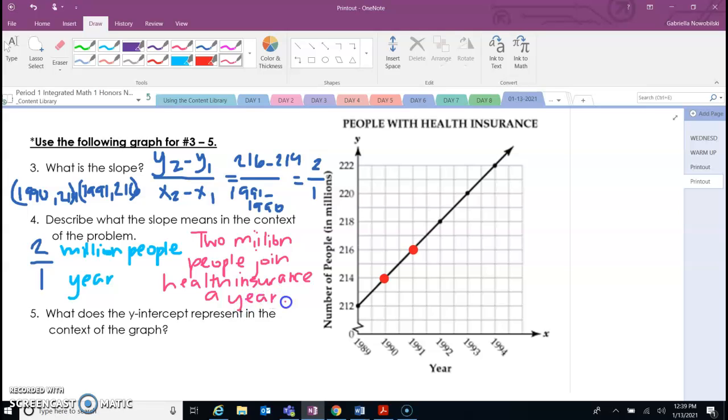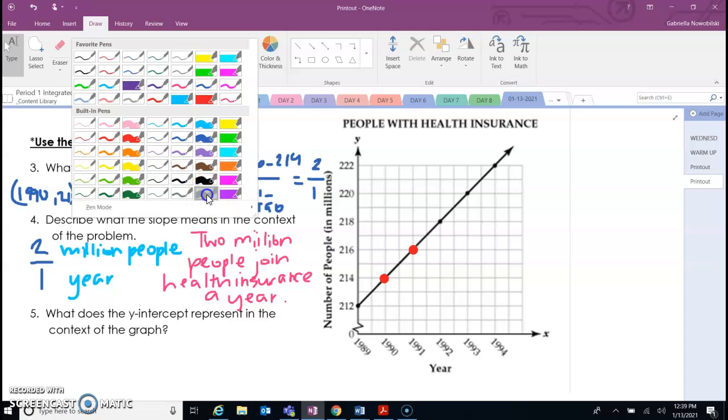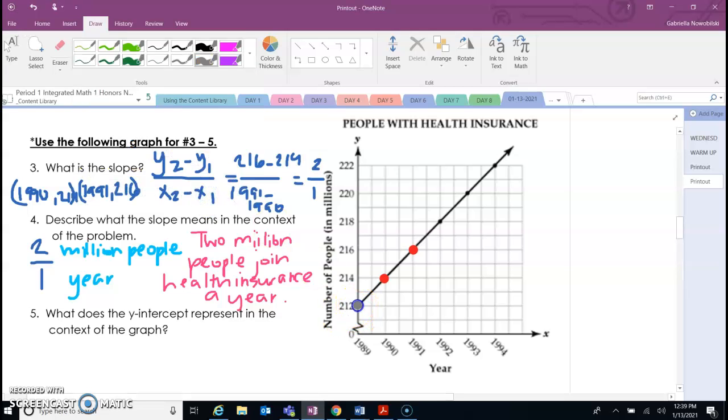Okay, now we're looking for part C, the y-intercept. Remember, that is the point where I'm crossing the y-axis. So I'll just highlight it in a different color here. Let's take gray. Okay, see at this point right here, I'm crossing the y-axis. So I'm at the year 1989.